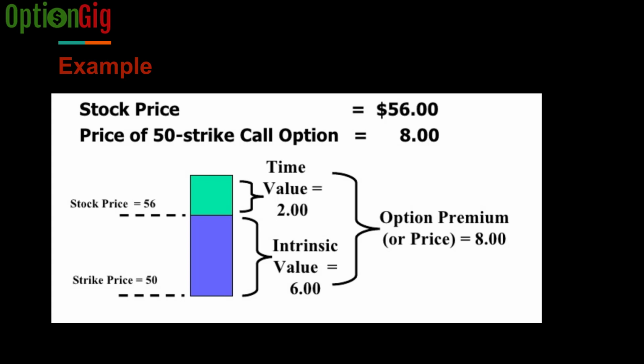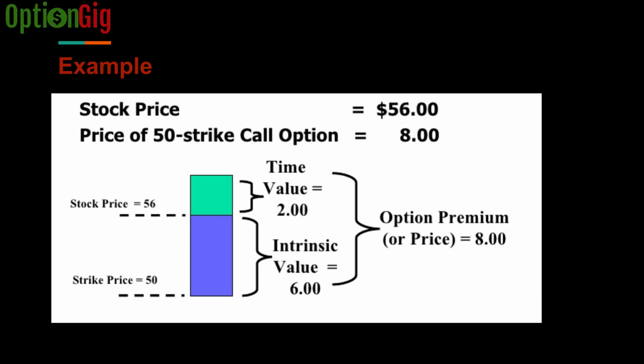Now out of that $8, $6 is the intrinsic value. Why? Because that $6 is the amount of money which is already embedded in an option contract. Let's say you buy this option contract, which gives you a right to buy the stock at $50. You will immediately buy the stock at $50 and sell it in the market at 56. So the difference of $6 is embedded in this option contract already. That is why it is called the intrinsic value. It is the innate value.